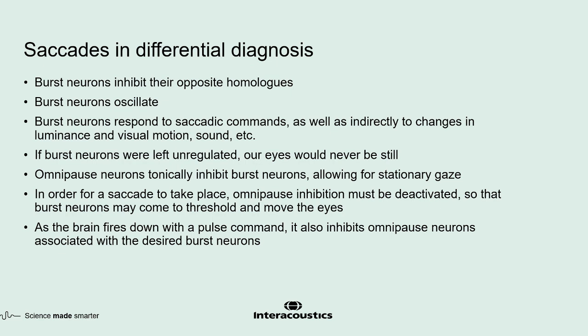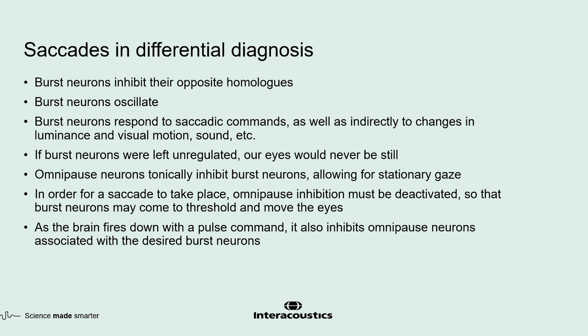If burst neurons are left to their own devices, if they're unregulated, your eyes will never be still, because burst neurons not only respond to saccadic commands, they also indirectly result in changes in luminance, visual motion, sound, and so on and so forth. There's a host of different things that will cause burst neurons indirectly to come to threshold. So they need to be inhibited at all times. They need to be regulated and modulated.